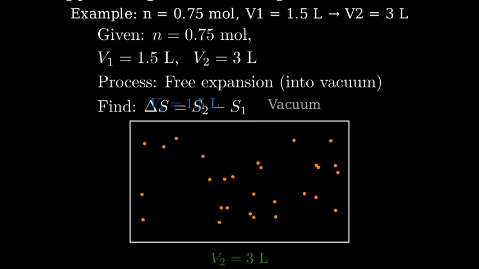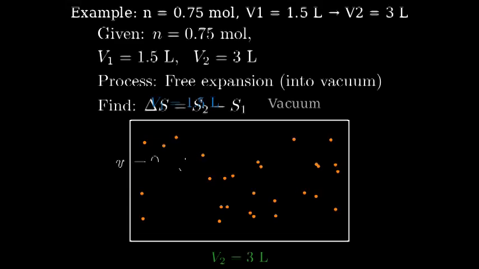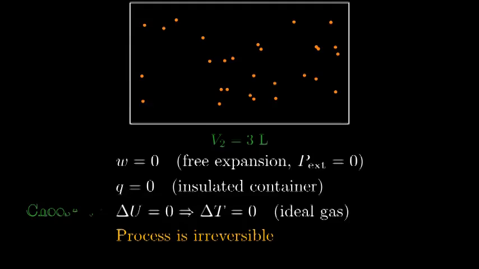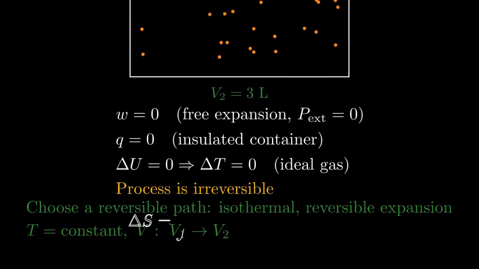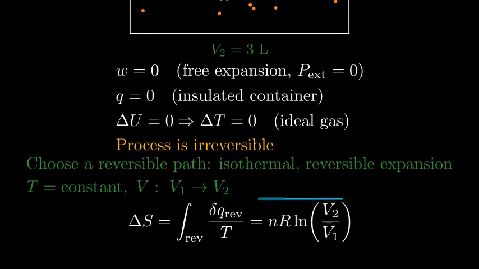But this real process is irreversible. So to compute entropy change, we imagine a reversible path between the same end states. The convenient reversible path is an isothermal reversible expansion from V1 to V2. Let's put those ideas on screen. And now, write the isothermal reversible entropy change.